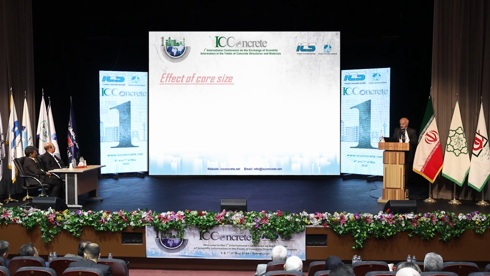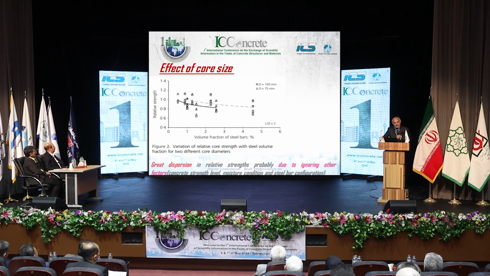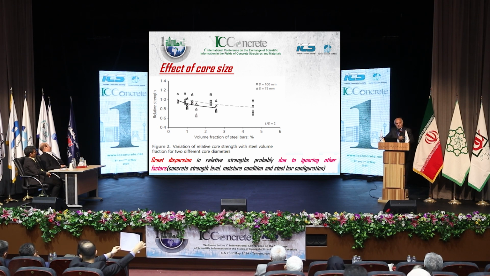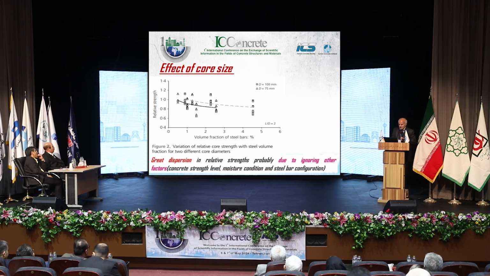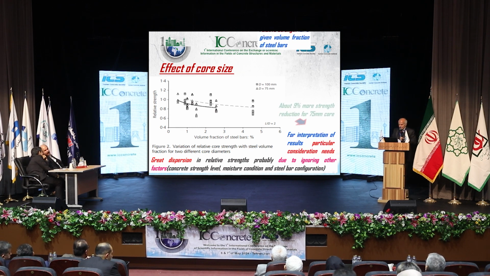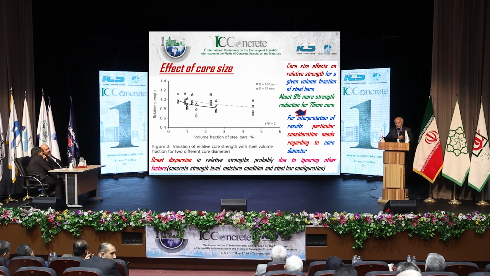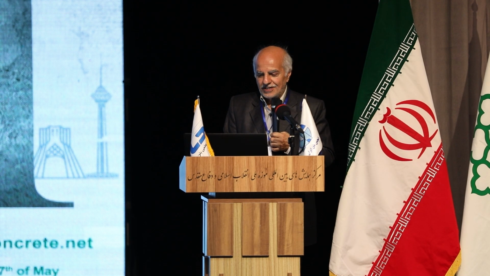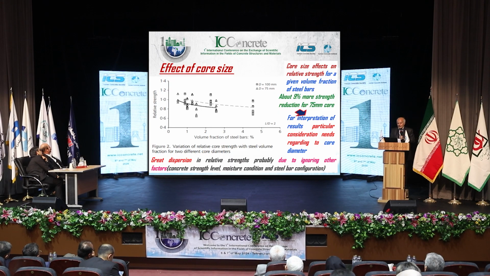Now let's consider other parameters, like core size. Once again, here I'm giving you the variation of the relative strength with the steel volume fraction for two different core diameters, either 100 millimeter or 75 millimeter. Once again, the great dispersion in the test results is due to ignoring other factors. As you can see, core size affects the relative strength for a given volume fraction of a steel bar.